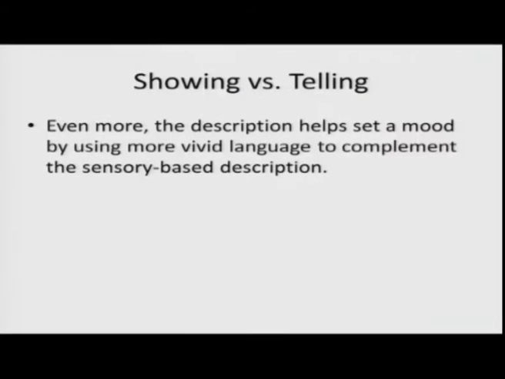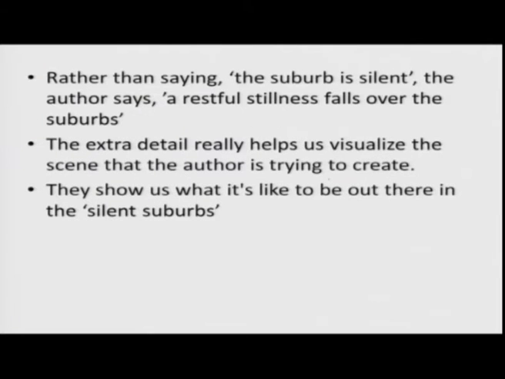So, the description helps set a mood by using more vivid language to complement the sensory based description. Say for example, here rather than saying the suburb is silent, the author says a restful stillness falls over the suburbs. So, the extra detail helps readers visualize the scene that the author is trying to create. So, these words, careful choice of words, descriptions, they show us what it is like to be out there in that suburbs at night when it is eerily silent.